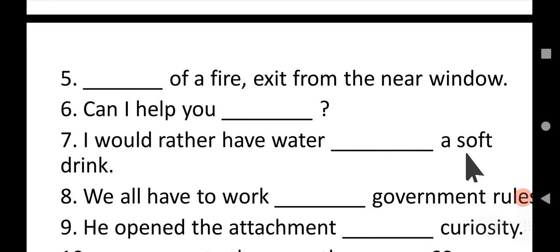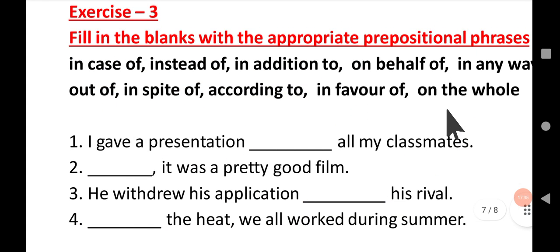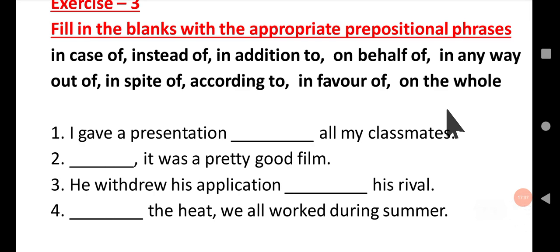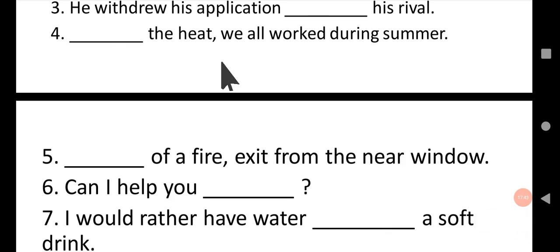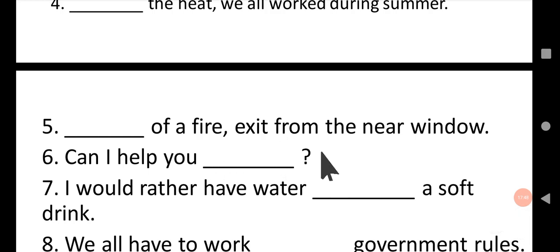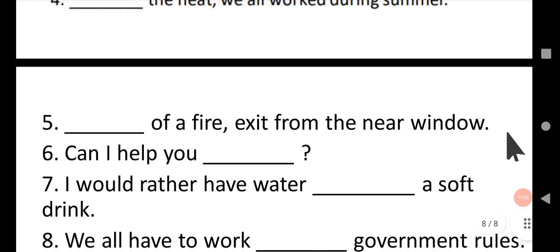Dash of a fire, exit from the near window. Okay, which one can you use? It is in the first set. You can here use in case of fire, in case of accident, contact this number. In case of emergency, call the police. In case of a fire accident, exit from the near window. Next.